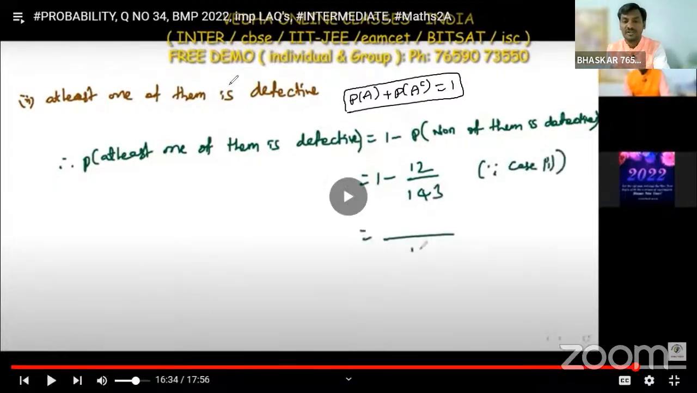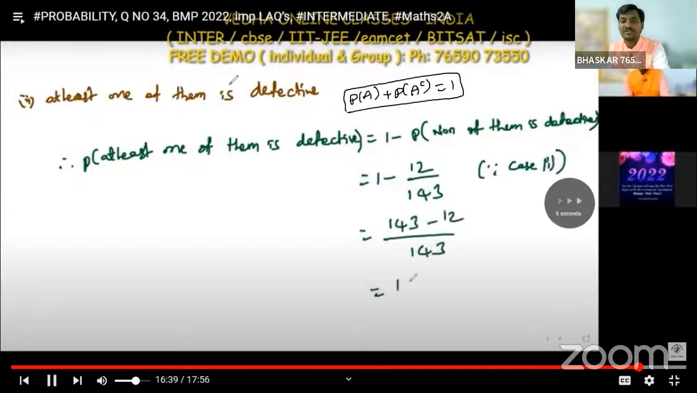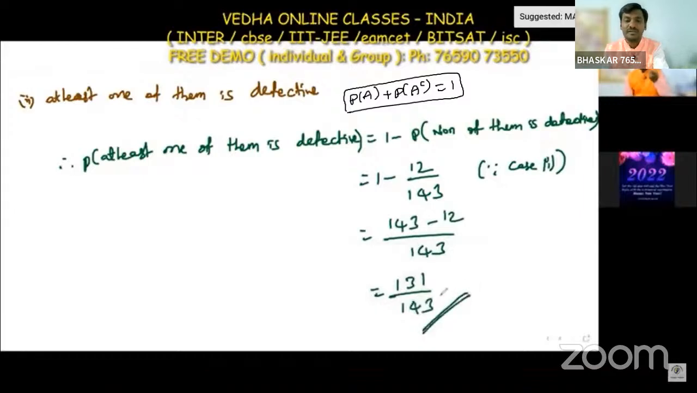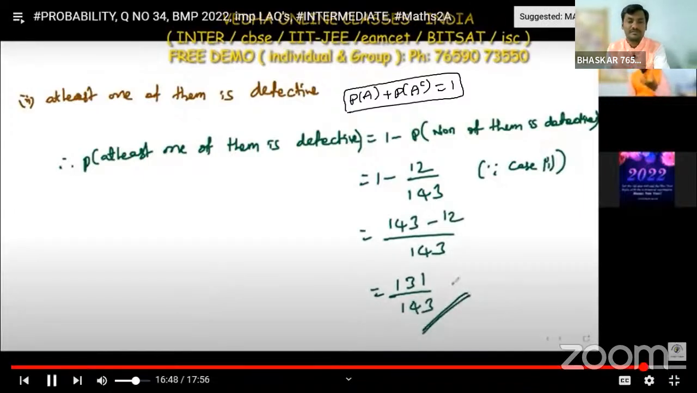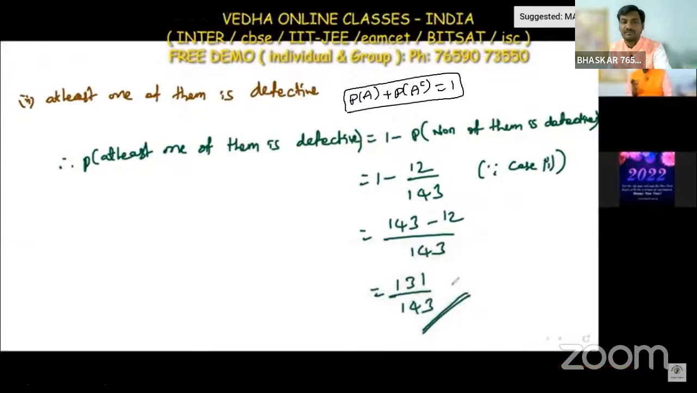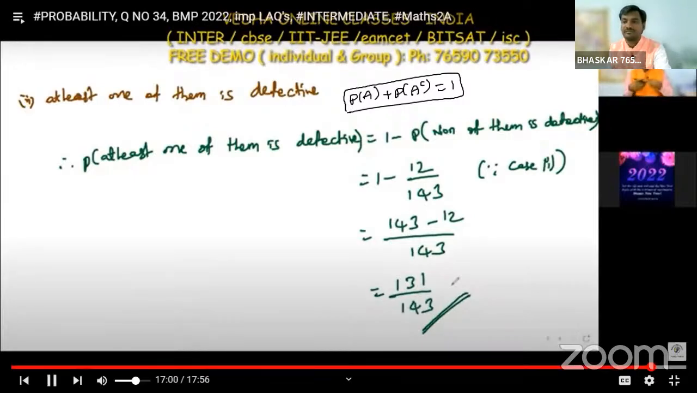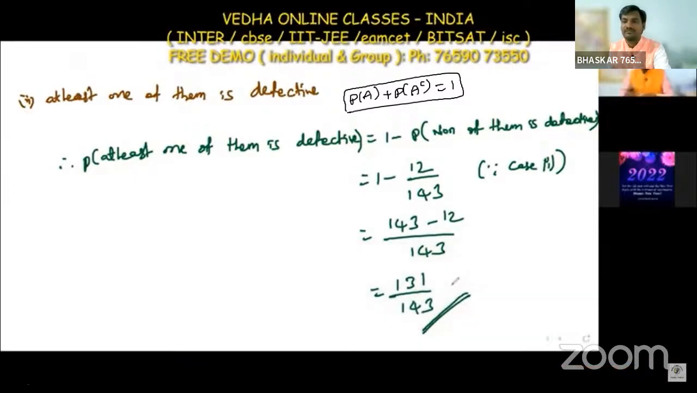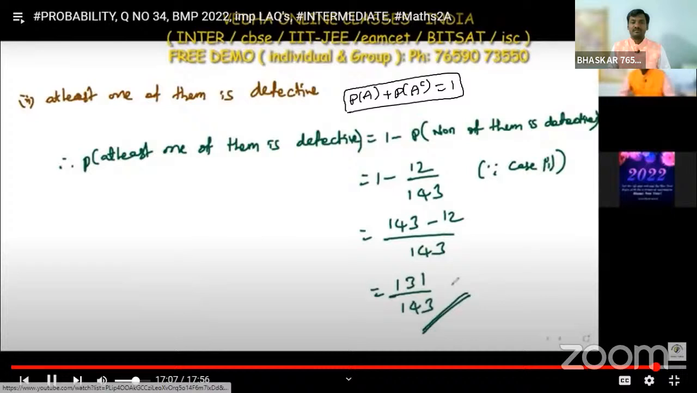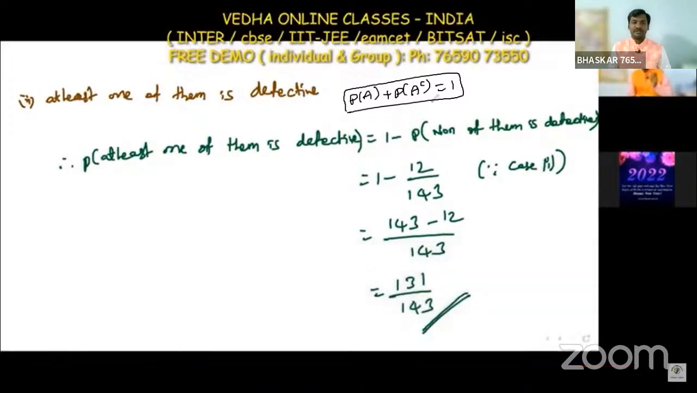The first option, which you gave in the first question, gives 131 divided by 143. These many possibilities, 131 out of 143, have at least one defective bulb. It may be 1 defective, or 2, or 3, or 4, or all 5 out of 5 defective. None of them defective, we are subtracting from that. So this is the required solution.